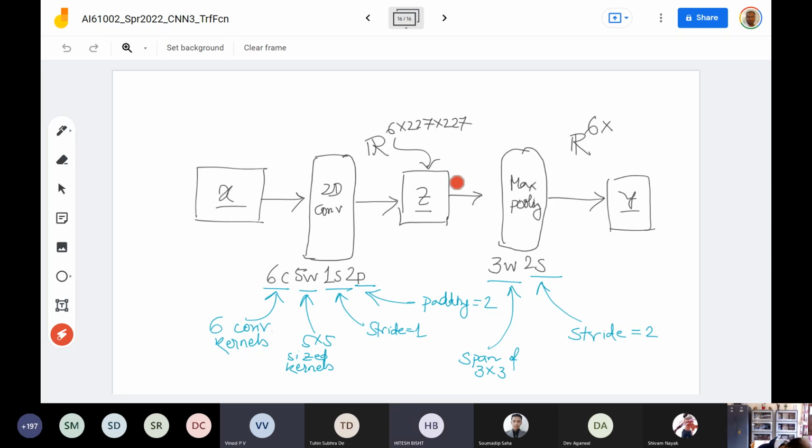So over here, OH is equal to what? M minus H divided by SH plus 1. So M is 227 minus 3 divided by 2 plus 1. So 227 minus 3 is 224. 224 divided by 2 is 112, plus 1, so it should be 113. 6 cross 113 cross 113.